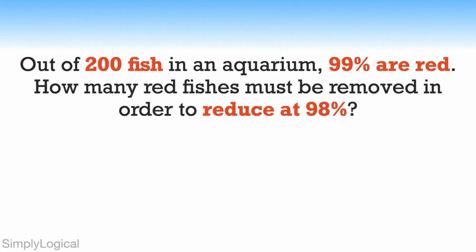Out of 200 fish in an aquarium, 99% are red. How many red fish must be removed in order to reduce it to 98%? This is an amazing math puzzle. Though it looks simple, it is trickier than we think.